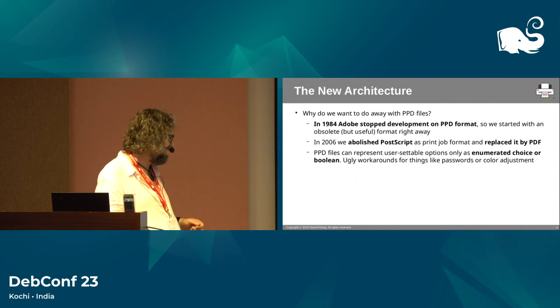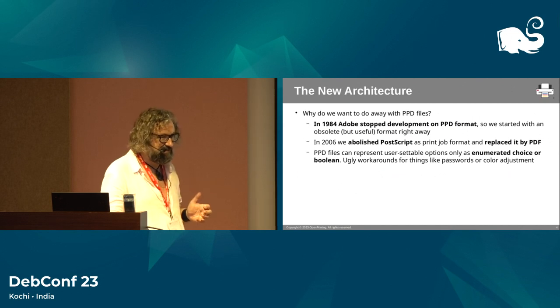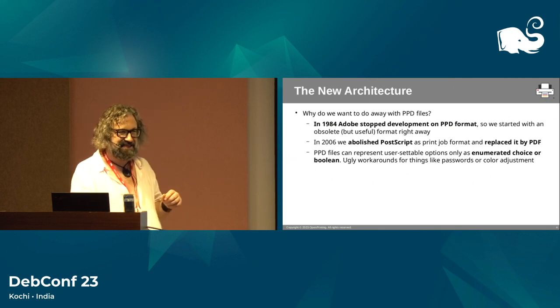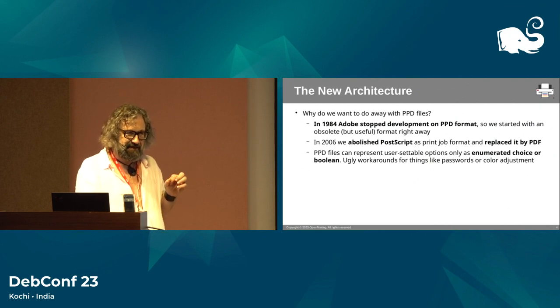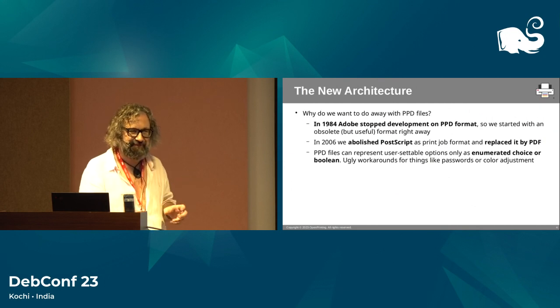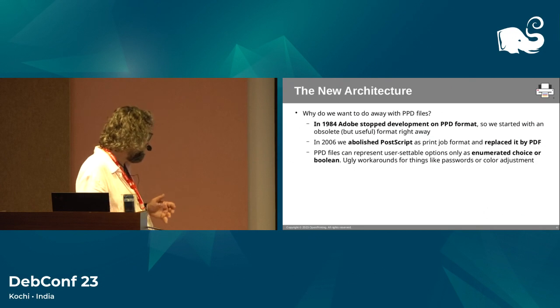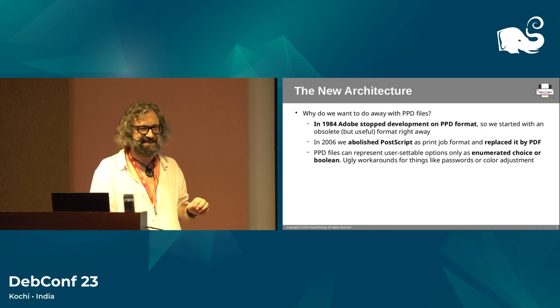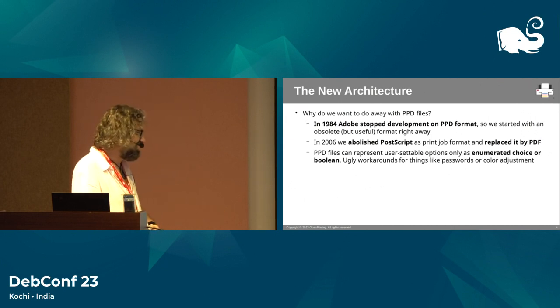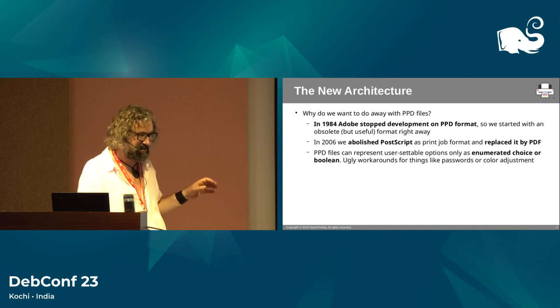Another thing is that PPD files can in principle represent user-settable options, but they are very restricted, as PPD files can only represent enumerated choice options. You can choose one paper size, you can choose one tray, and so on. Or Boolean: you can turn color printing on or off, for example. But it cannot, for example, use numerical options, such as brightness or contrast, or string options, for example for a fax number or a password.